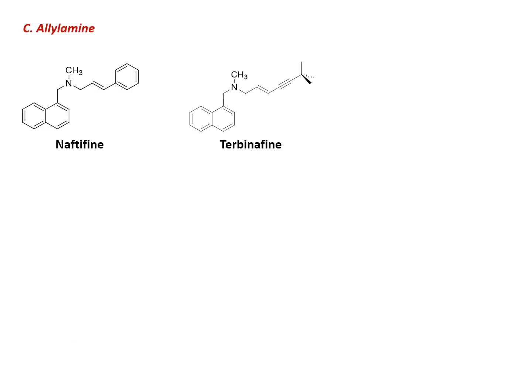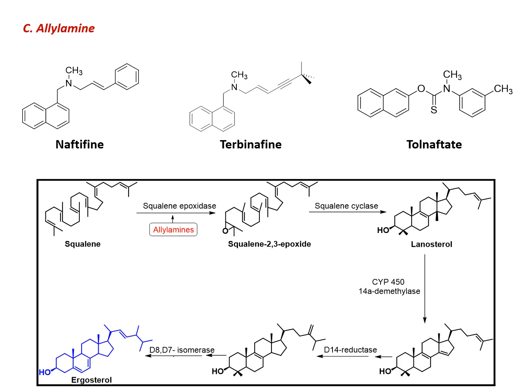The last class of antifungals that interfere with the biosynthesis of ergosterol are allylamines that include naftifine and terbinafine. Tolnaftate also inhibits the same target, which is squalene epoxidase. Yet this drug is not considered an allylamine, but rather a thiocarbamate. These antifungals are synthetic, non-competitive inhibitors.